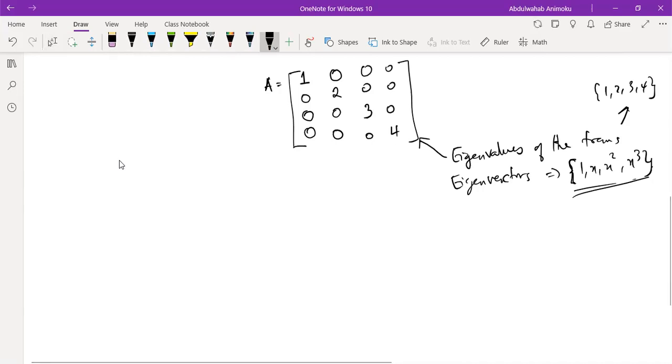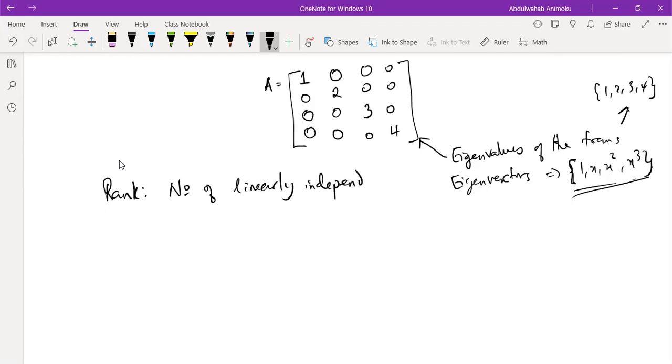Let's now talk about how we find the rank of this matrix. So what does it mean to find the rank of any matrix? It basically means the number of linearly independent row or column vectors.